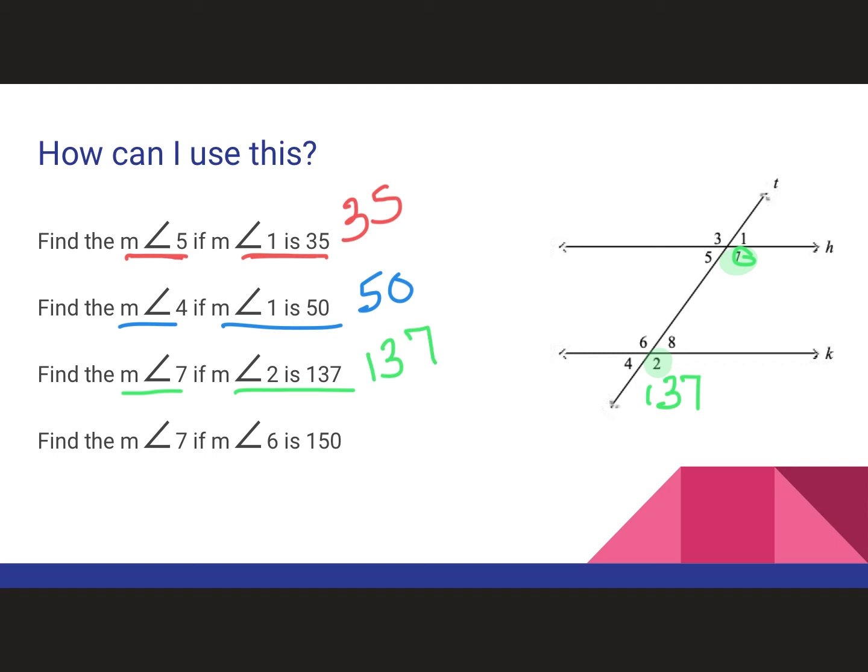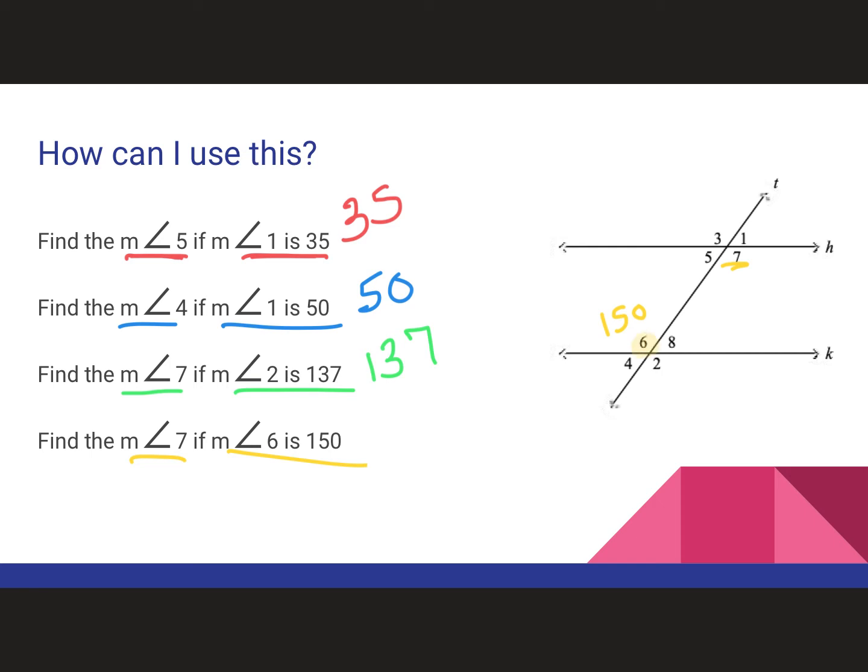And last one, what is the measure of angle 7 if angle 6 is 150? I forgot to erase. Erase these. So now I'm trying to find angle 7 here if I know angle 6. We're saying angle 6 is 150 degrees. We're trying to find the measure of angle 7.